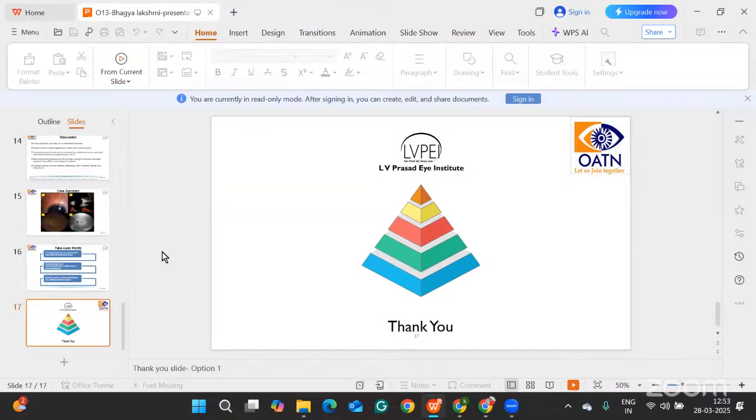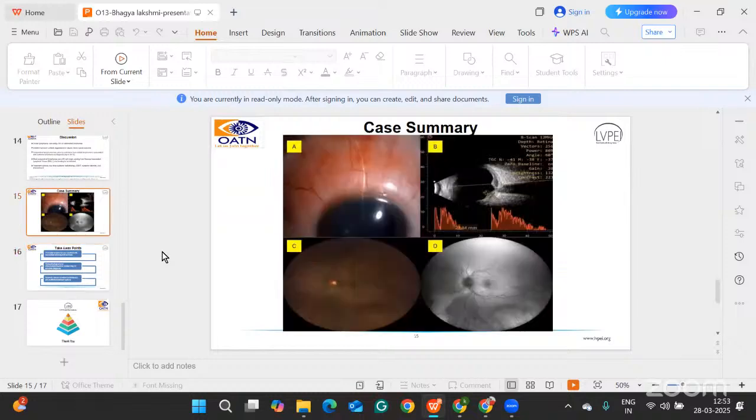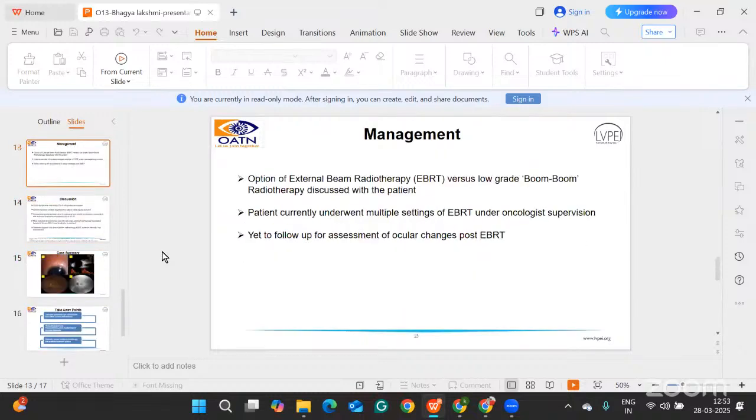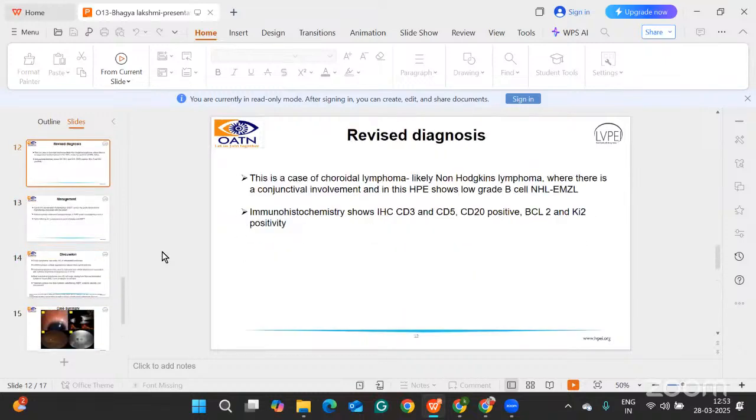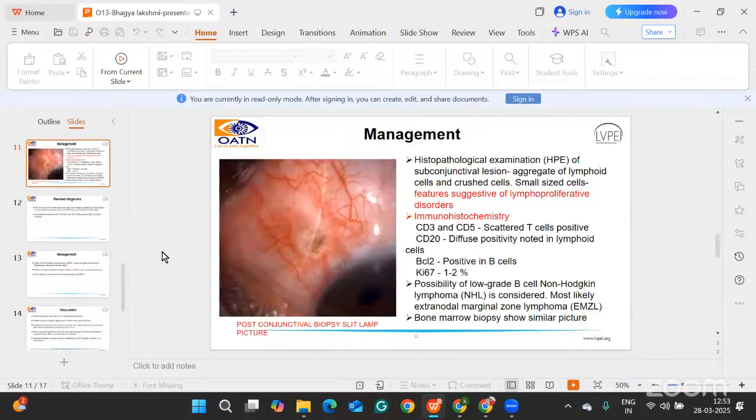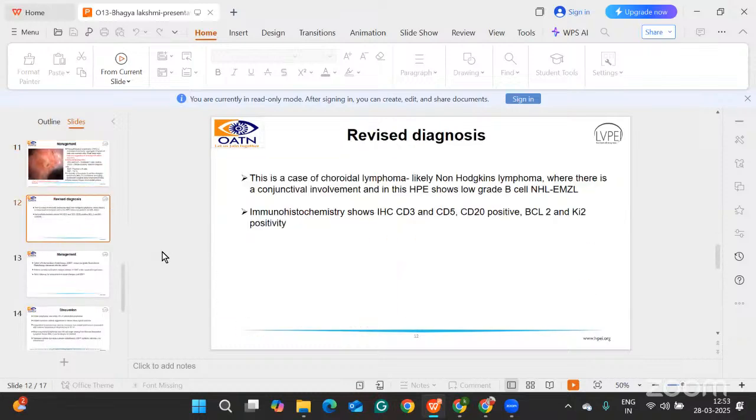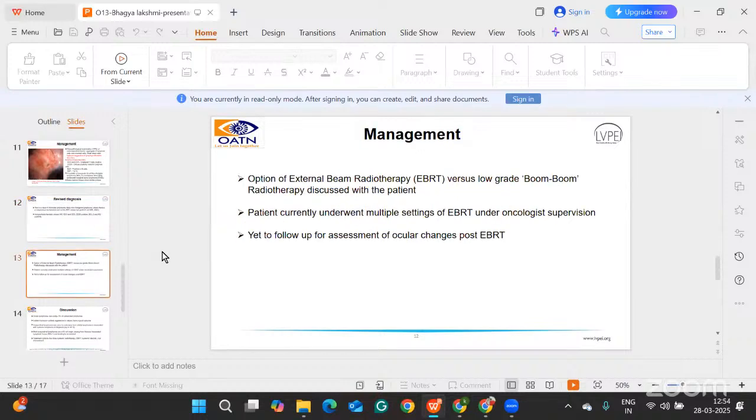There is no change in refraction because here we have taken the conjunctival biopsy, ma'am. So there is no change in vision. Vision is good in all the visits. Here the patient has been followed up for about 1.5 months, ma'am. Today she will come for the post-EBRT ocular follow-up.